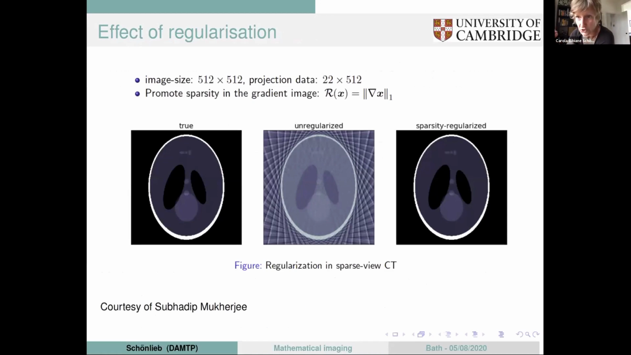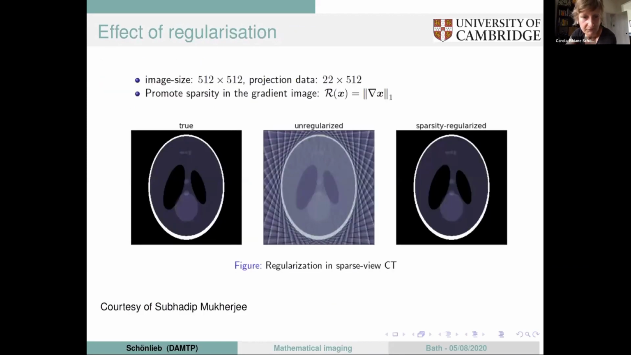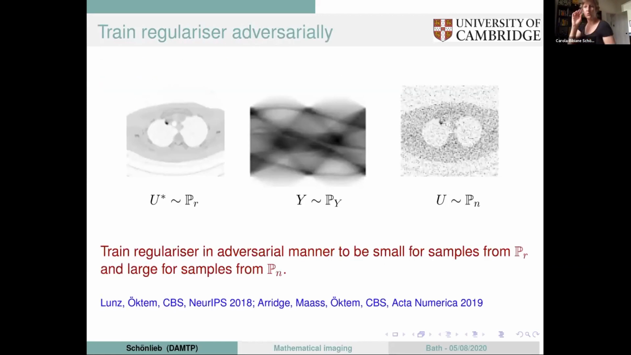But how to train this? We need a loss function, right? So the first thing to think about is, how do we design this loss function? And maybe I should have said this: this is joint work with Sebastian Lunz and Ozan Öktem. And it's really most of the work that I'm showing you is actually due to Sebastian. So Sebastian actually made this work.